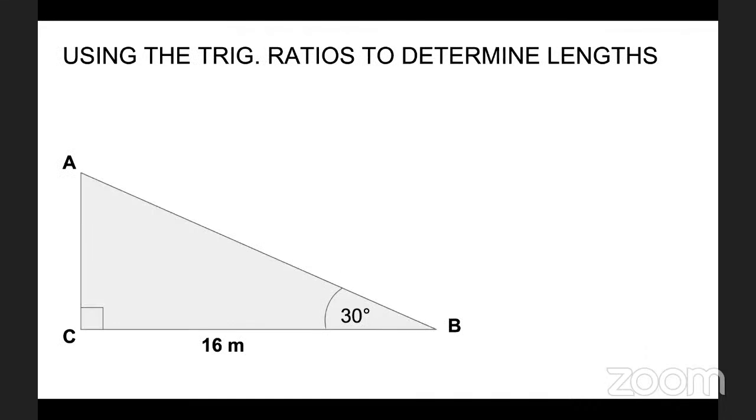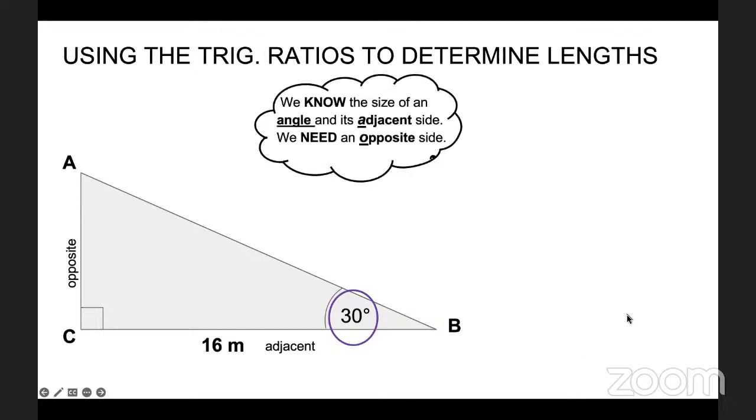So here we are. What do we know? We know the angle is 30, and we're trying to find the length of the opposite side. You're given the value of the adjacent side, you want the opposite side, and you have an angle. What ratio do you think is best here? Type in the chat quickly, or speak freely. So we know the size of an angle and its adjacent side. We need an opposite side. Okay, Jonathan, I see your response. Why would you say sine? I hear the tangent there.